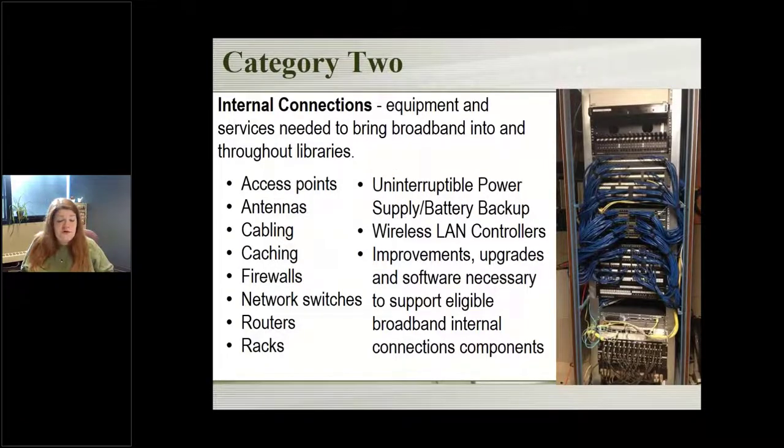Now, category two is what they call internal connections. All the equipment that needs to be in your building to make the broadband work throughout your library. So this would be all those things in your network closet, like this wonderful picture, these nice neat cables on here. So your routers and switches and cables and wireless access points, power supplies, any software needed to run the network. So specifically network software, not something like Microsoft Word that you'd use on a computer, but anything that would need to run your network.